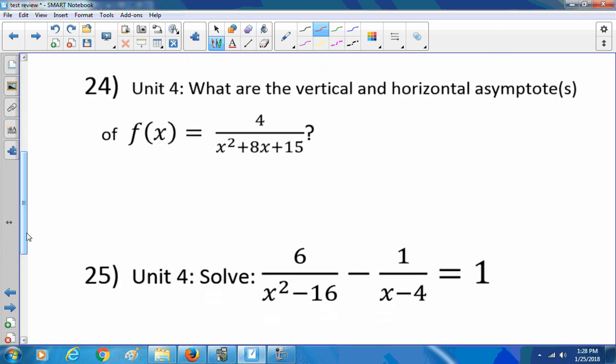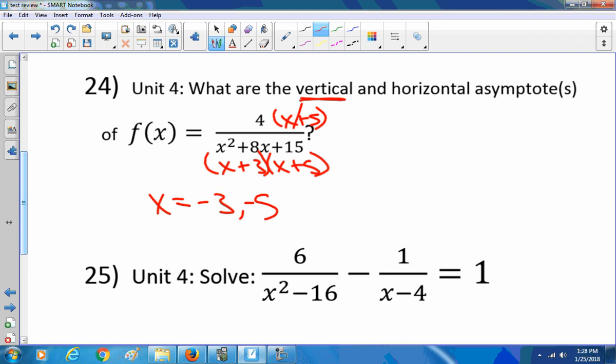24. Vertical and horizontal. Vertical are easy. Factor everything. So my points of discontinuity are x equals -3 and x equals -5. They both stay vertical asymptotes. Remember, if there were an x plus 5 up here, there's not, but if there were and those canceled out, would it be a vertical asymptote? No, then it would be a hole. This question didn't ask for a hole, so you cannot leave it in as a vertical asymptote. All right, if they cancel out, I don't ask for holes, do not list it as a vertical asymptote. I didn't do that. This isn't like that, so those are both vertical asymptotes.